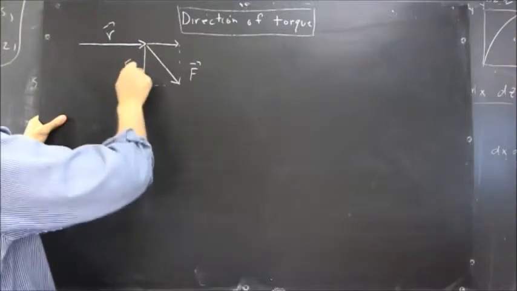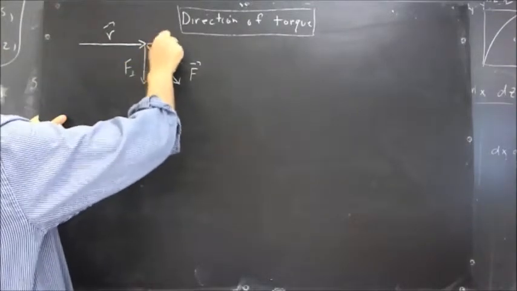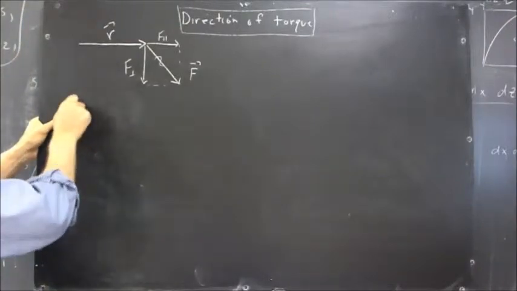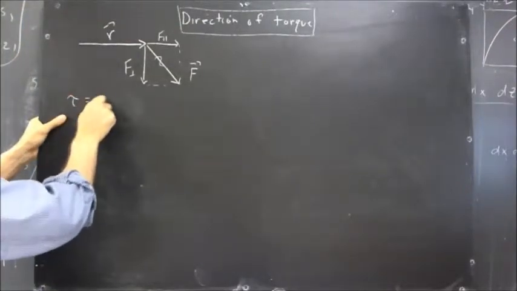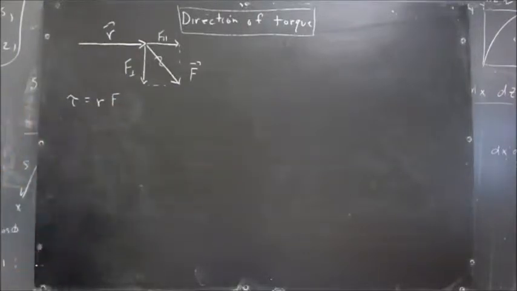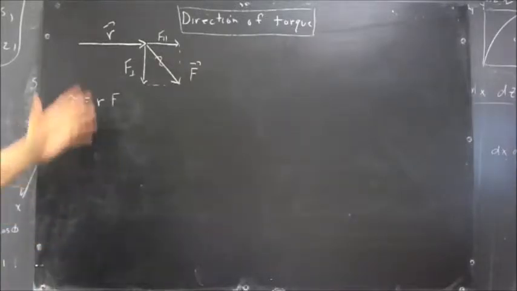So here we have f perpendicular, f parallel, f is gone. So the torque equals rf. Magnitude of the torque equals magnitude of r times f. Doesn't tell us what the direction of the torque is. Now we can see what the direction of this torque ought to be.